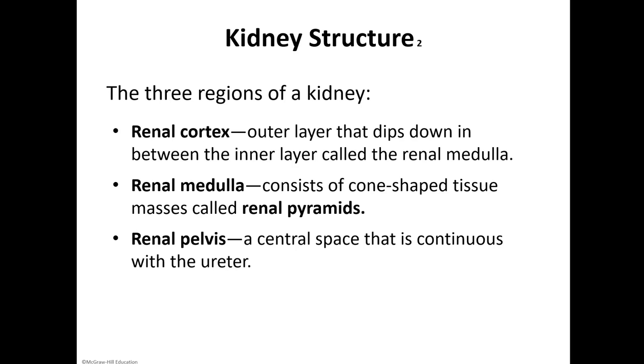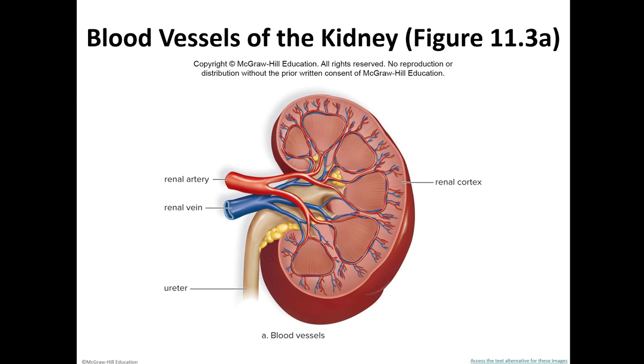The renal medulla consists of a cone-shaped tissue mass called the renal pyramids. And the renal pelvis is a central space that is continuous with the ureter. You can see over here what a kidney looks like.